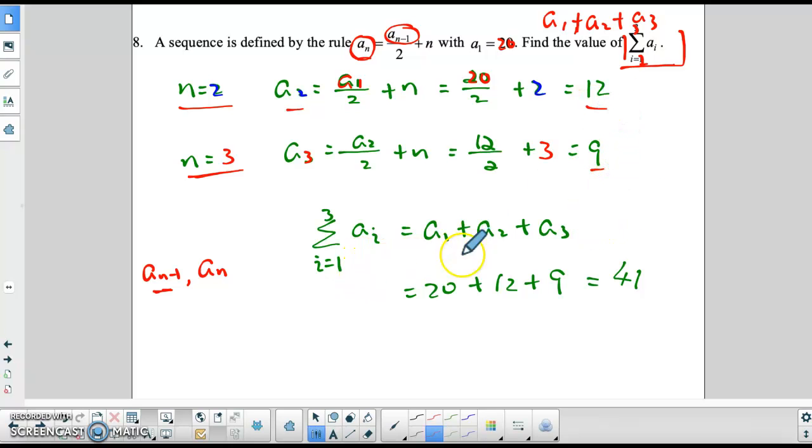Okay, and then we're going to add all those 3 terms. This is what the question is asking for, and your answer is 41.